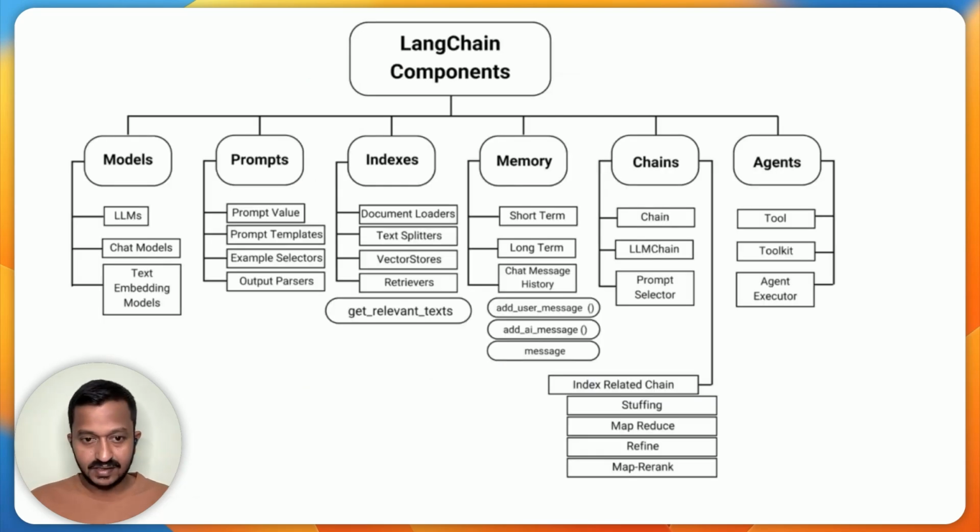And then this is again some in-depth components under LangChain components, right? The models, LLMs, you have chat models, you have text embedding models, and all that. And then the prompts, in that you can see prompt value, prompt templates, example selectors, output parsers, and all these things, and indexes. You have document loaders, text splitters, vector store integration, retrievers, and then memory: short term, long term memory, chat history, and then the chain, LLM chain, prompt selector, and all that. And then the agents, you can basically do API calling, tool calling, agent executor, and all these things.